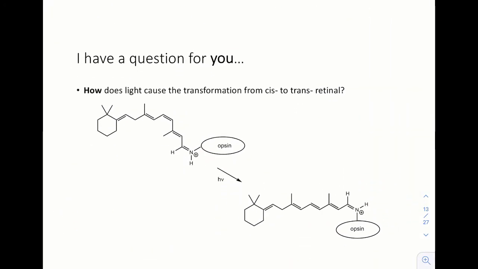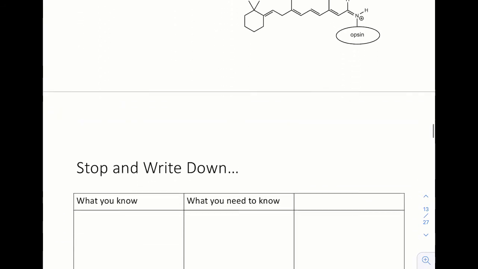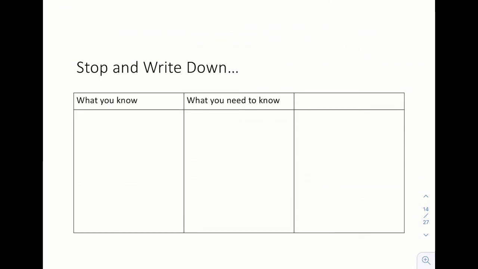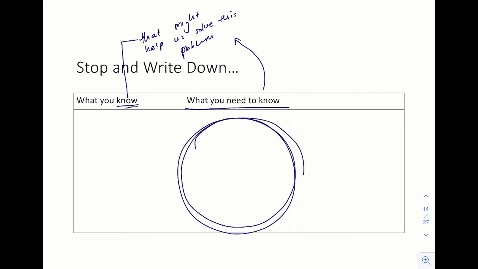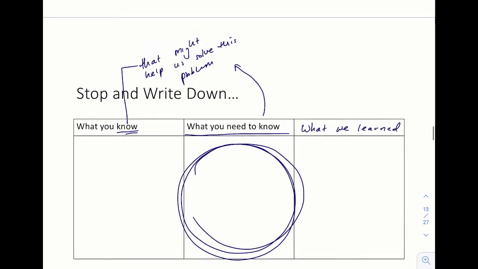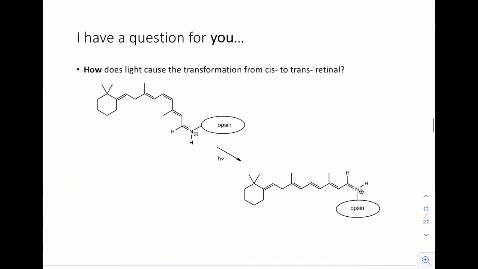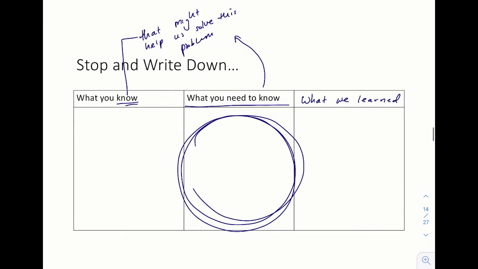Can we solve this problem? Of course we can, but we might have to think kind of hard. So let's take a moment and stop and think. We're going to write down what we already know that might help us solve this problem. We're going to write down what we might need to know in order to solve this problem. Then we're going to go learn this stuff. We're going to research this stuff. Then we're going to come back and write down what we learned. And then we're going to solve the problem. We are going to explain on a molecular level how light can cause the transformation from cis to trans retinal. So let's go. Write down what you know and what you need to know.